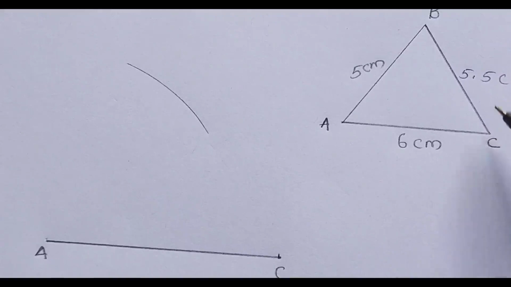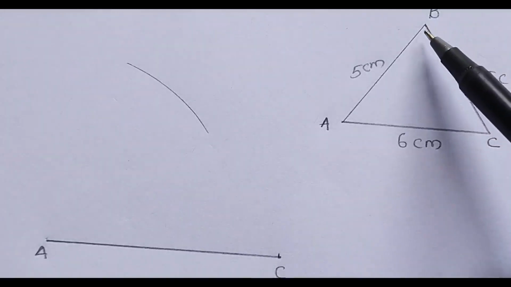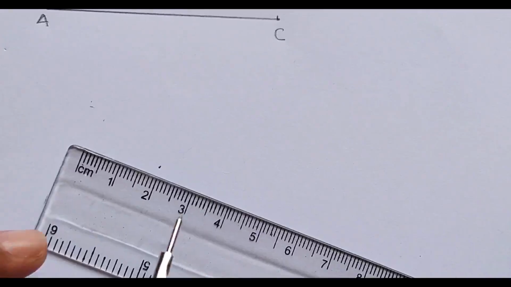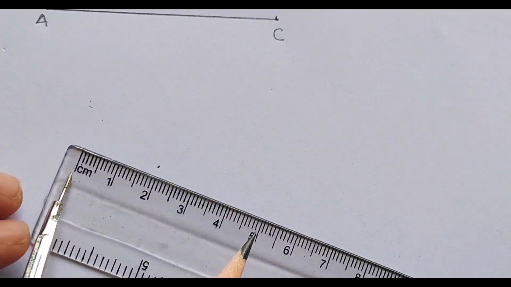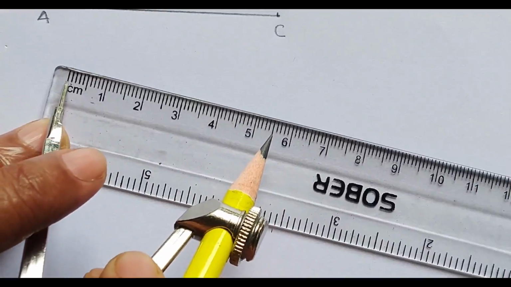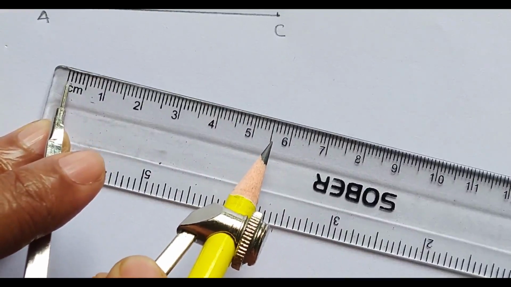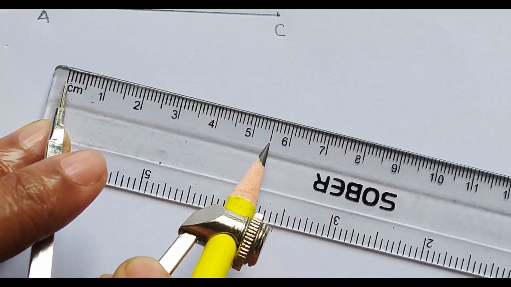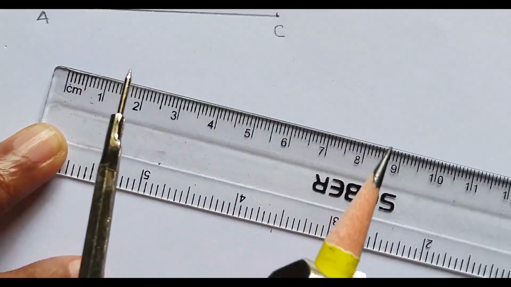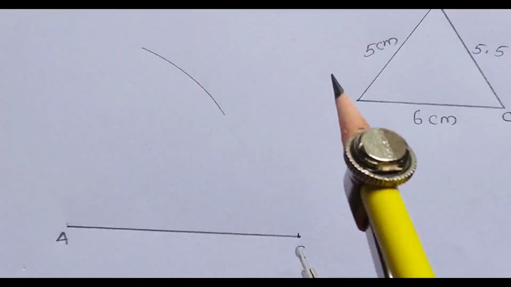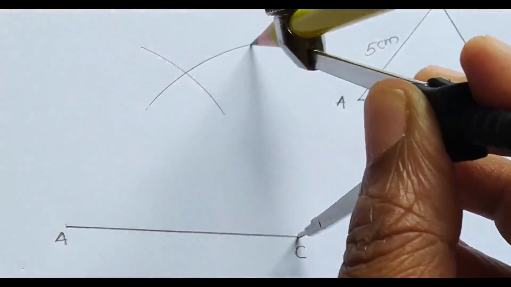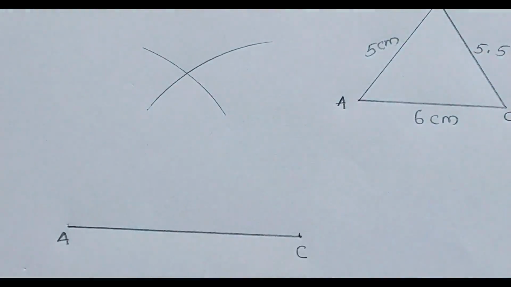So for that we have to measure the length BC again on the compass and draw the arc from C. So length BC is 5.5 centimeters. So let's take that on the compass. Repeat the same step. Put the pointer on 0 and stretch the pencil point to 5.5 centimeters. So the distance that you have on the compass is 5.5 centimeter. Now keep the pointer at C and draw an arc to cut the previous arc like this.